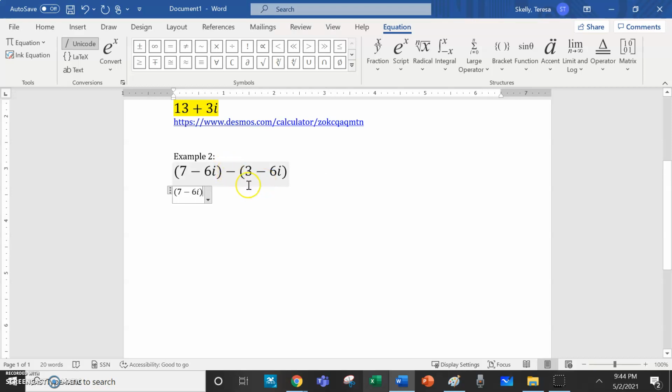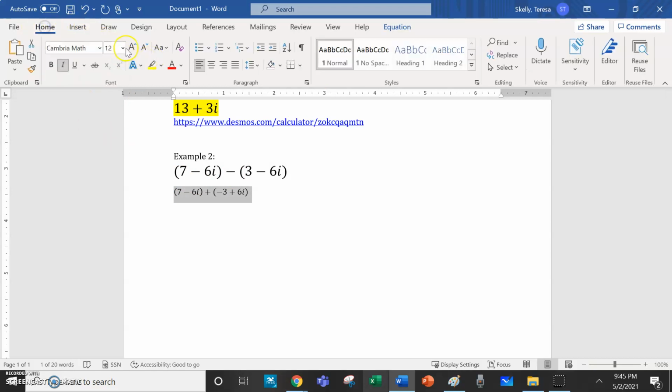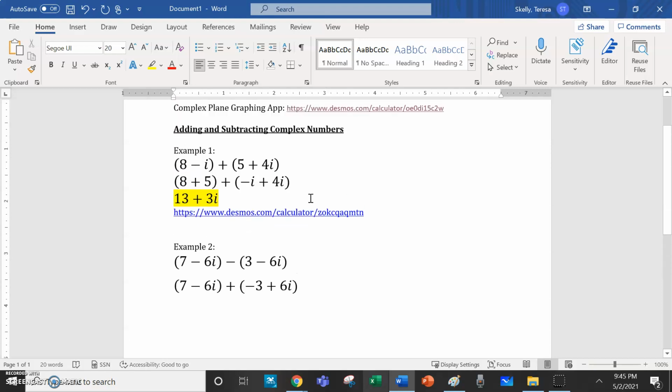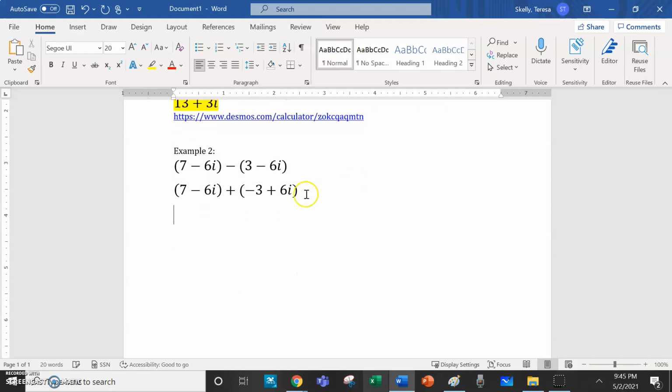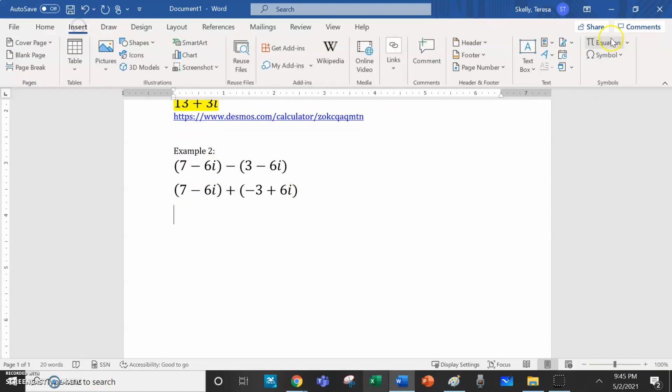So that subtraction is going to go to the 3, meaning I now have an addition of negative 3, and a subtraction of a subtraction will be adding 6i. And so what that does is it lets me settle my signs, and then I don't have to worry about applying that subtraction. So I just go ahead and apply it right off the bat, making it a lot easier to work with afterwards. So now I go with the same rules that I did in example 1. I'm going to combine my like terms.